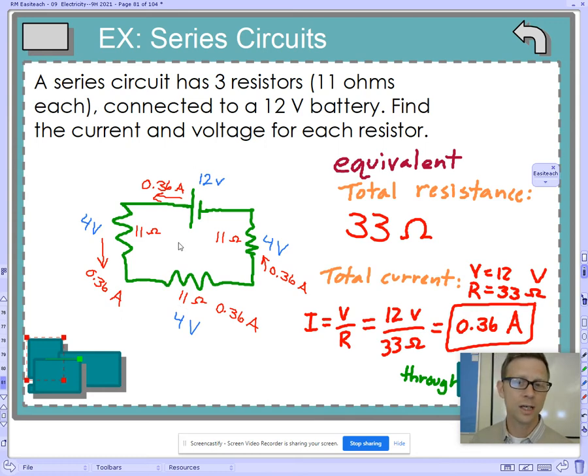So to summarize, the current's the same everywhere. The voltage is split up and adds up to the total voltage. The total current is the same as the current through every single resistor.